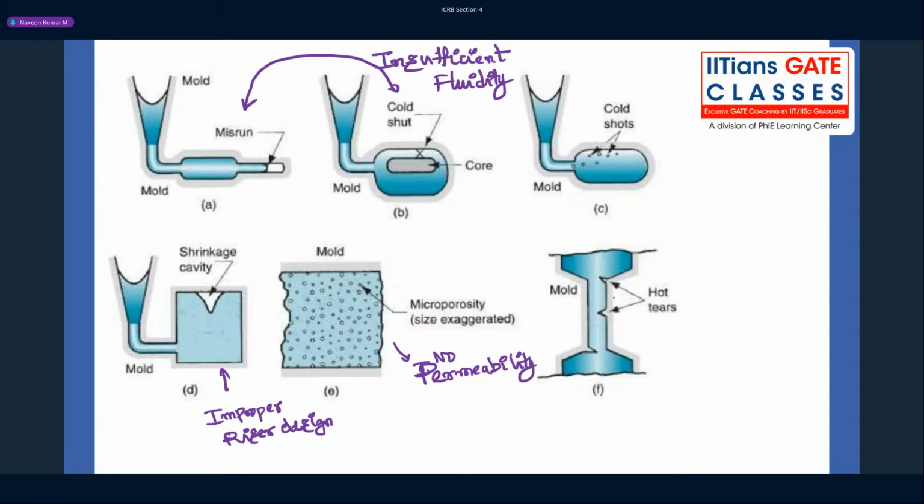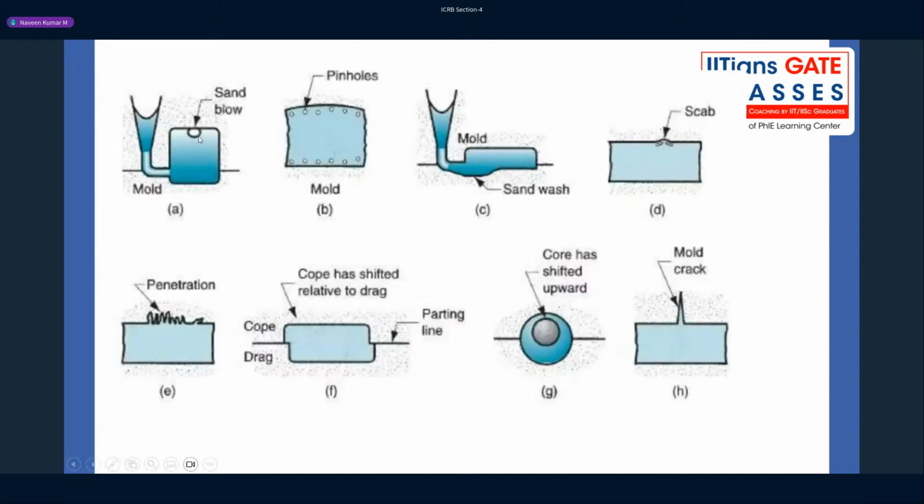Right? Hot tears are because of insufficient heat transfer, or the cooling is not happening properly. Because of that, hot tears are happening. There are so many reasons for it. Like that, there are so many defects: sand blow, pinholes, small sand wash, scab, penetration. This is misalignment of cope and drag box.